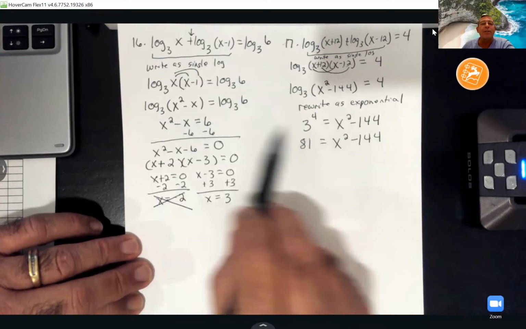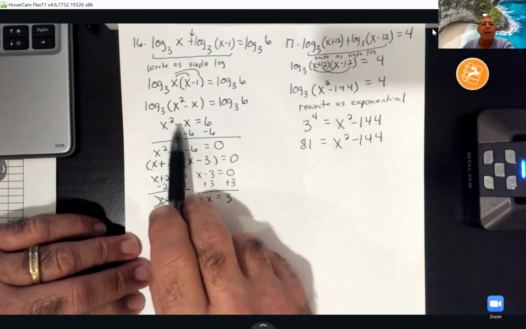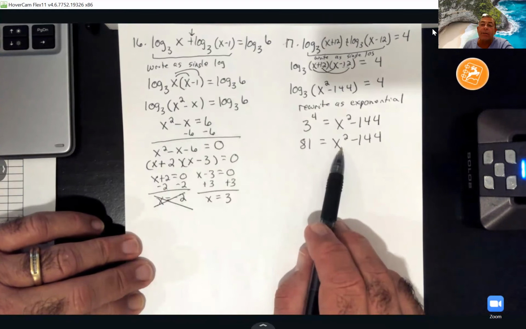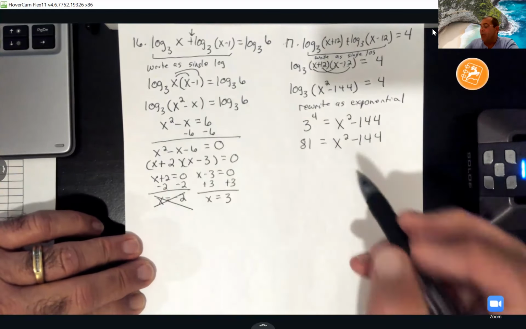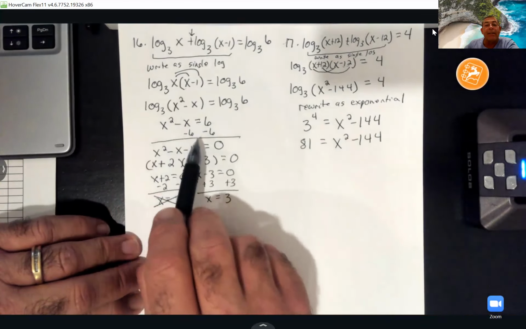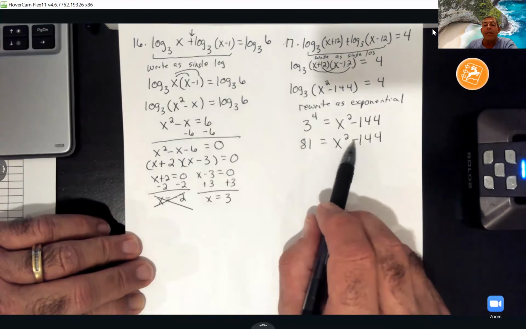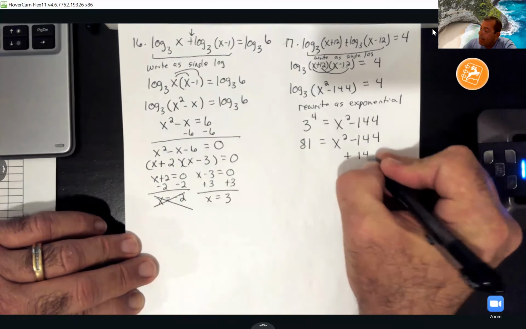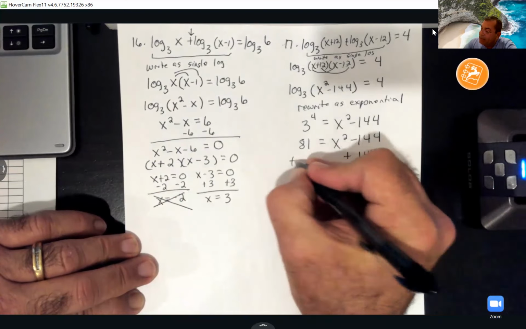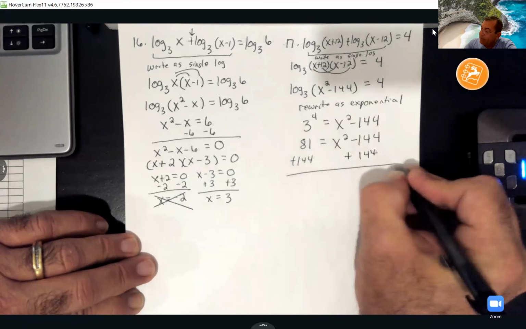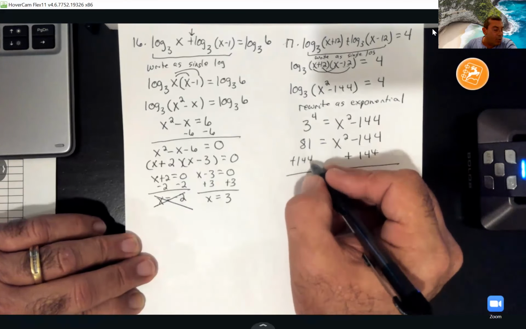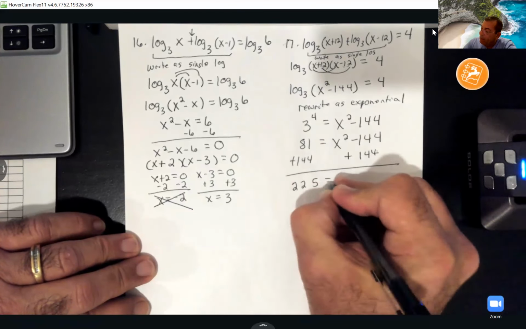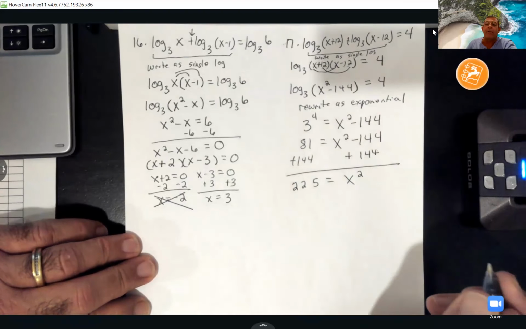Now I'm going to solve this one different than over here, because over here I had an x term. Over here I just got the x squareds and a bunch of numbers. So the easiest way to do it when you don't have that x term in the middle is to take square roots. So to take square roots on this one, I'm going to add 144 to both sides. So y'all, let's see, 81 plus 144 gives me 225 equal to my x squared.